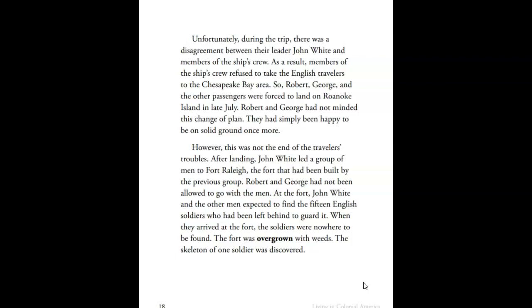However, this was not the end of the travelers' troubles. After landing, John White led a group of men to Fort Raleigh, the fort that had been built by the previous group. Robert and George had not been allowed to go with the men. At the fort, John White and the other men expected to find the 15 English soldiers who had been left behind to guard it. When they arrived at the fort, the soldiers were nowhere to be found.